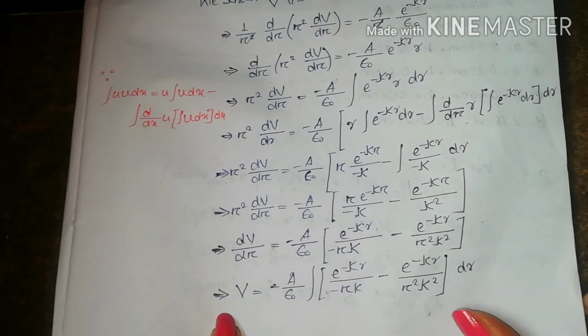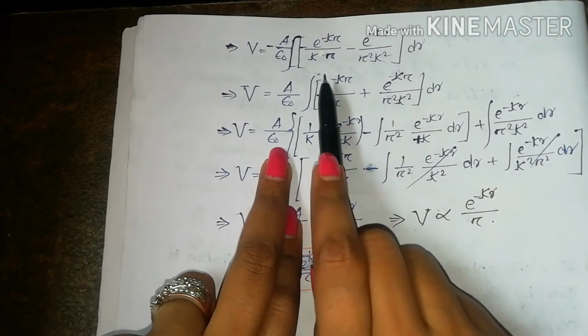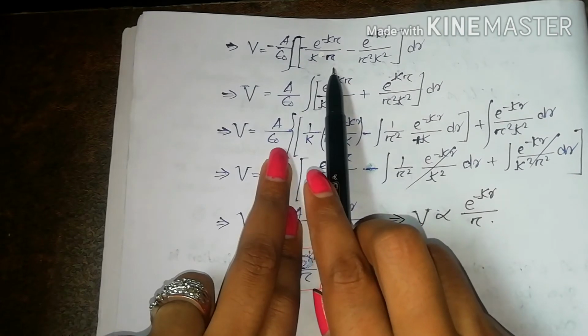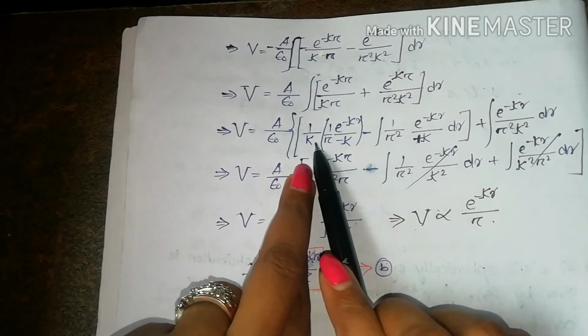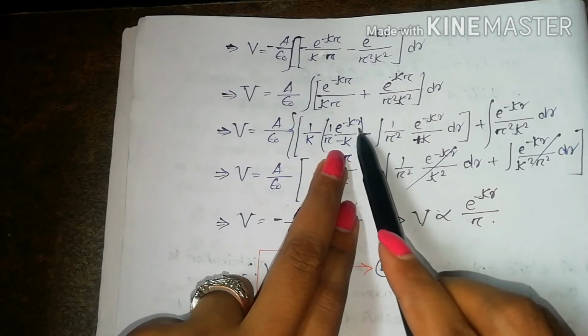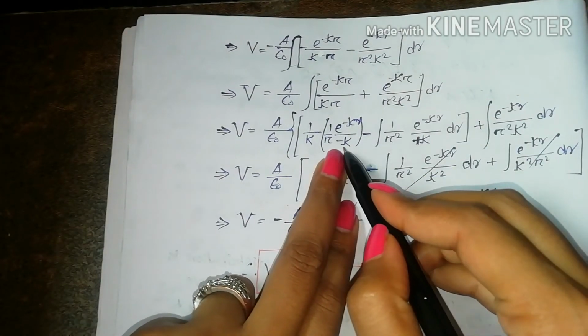Now we will solve this and see. This term will be as it is. We will focus on this term. Here, 1 by r is taken as u and e to the power minus kr is taken as v. So 1 by k is a constant, and u is outside. Integration of e to the power minus kr will give us e to the power minus kr by minus k.